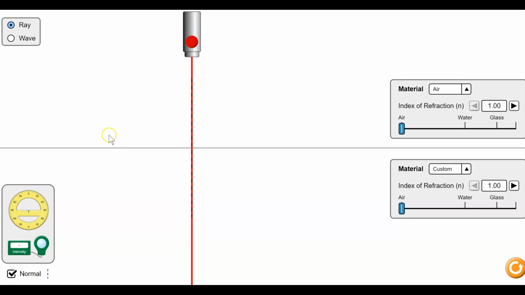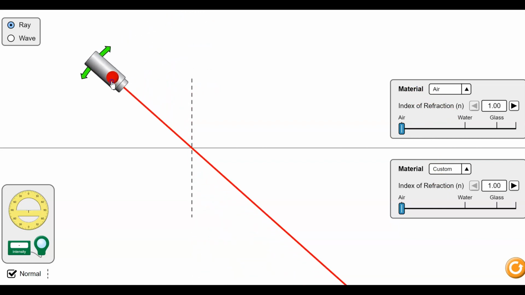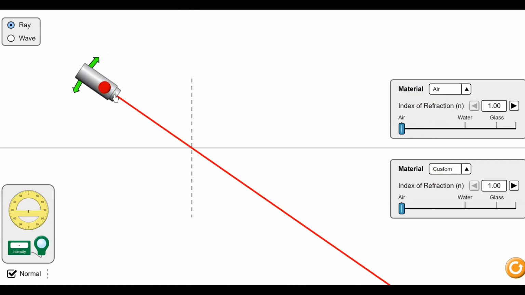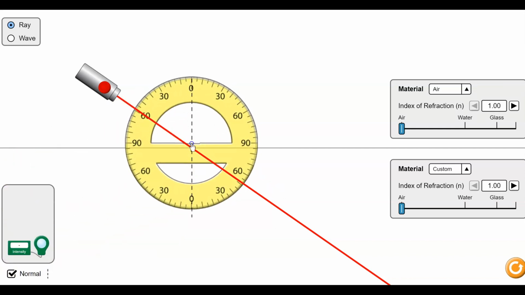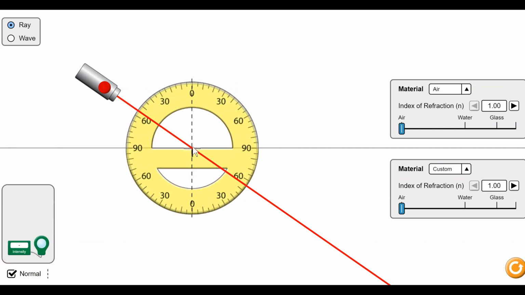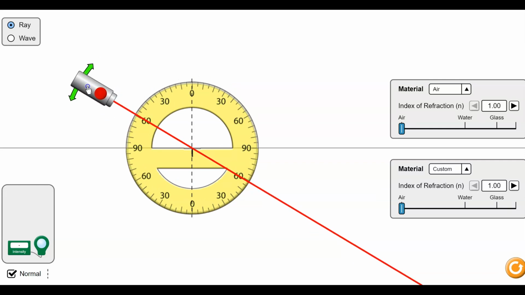But since n1 and n2 are the same, as indicated by these two indexes of refraction, if I move this at an angle, you're going to see that this ray continues to move in a straight line. If I bring in the protractor and measure the angle, the angle of the incident line from the normal reads 60 degrees, and the angle of refraction relative to the normal is also 60 degrees.